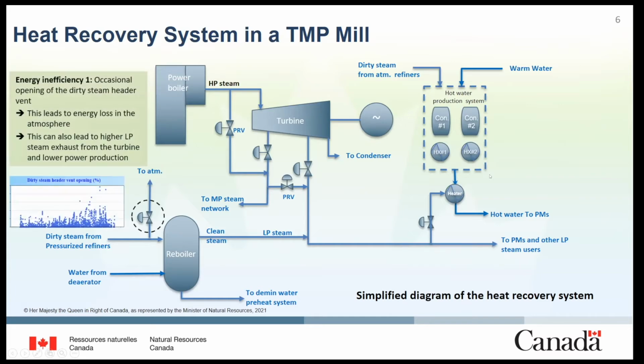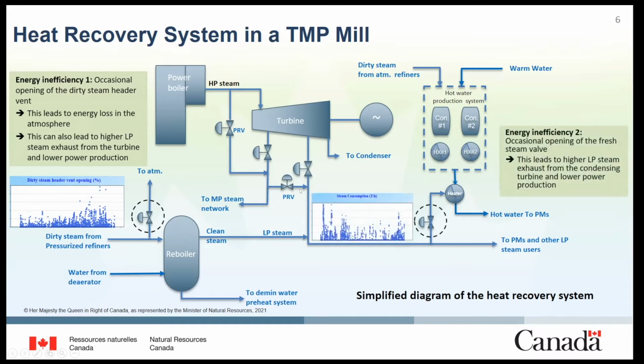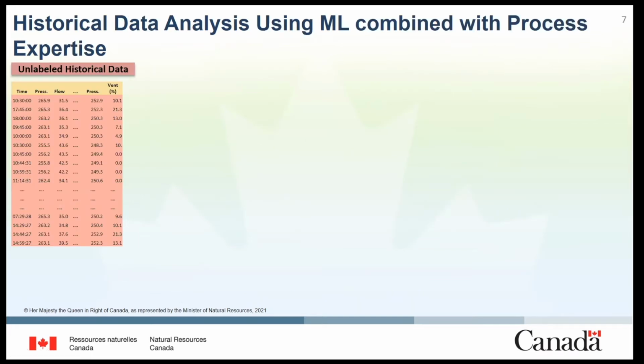So there are two situations related to the energy inefficiencies of this system. The first one is the opening of the dirty steam heater vent valve, so we have an energy loss to the atmosphere. And the second one is the opening of the fresh steam valve to the heater. In this case, we have an increased exhaust from the turbine, and then the power production will be decreased. So to find the root causes of these two situations, we applied the methodology that we developed.